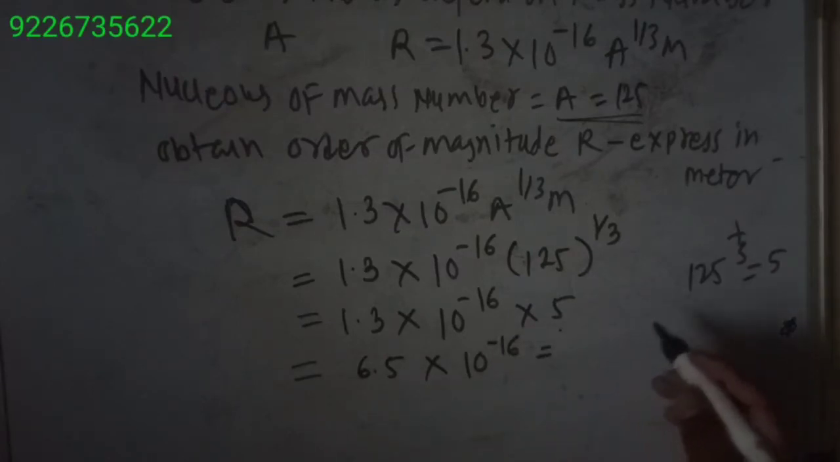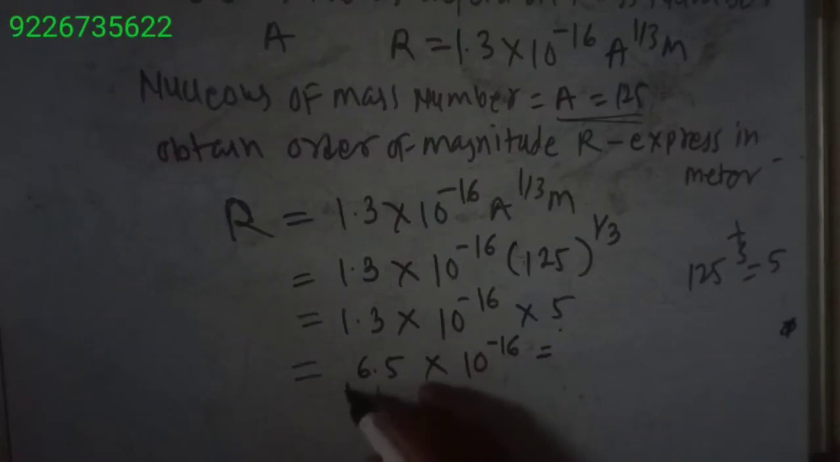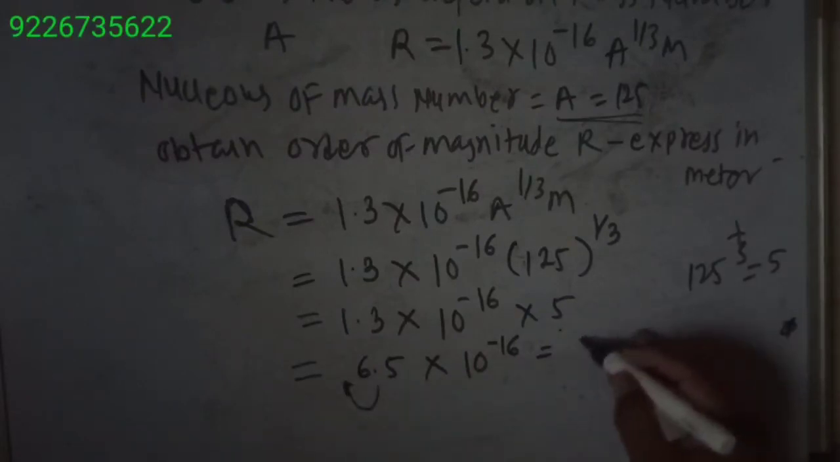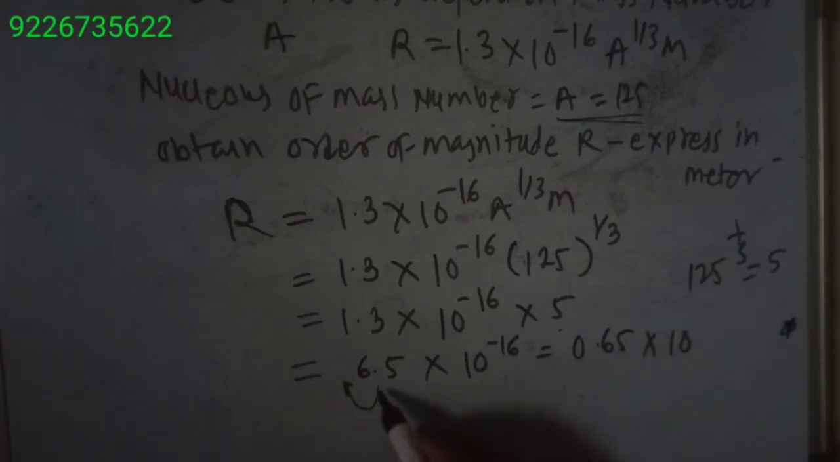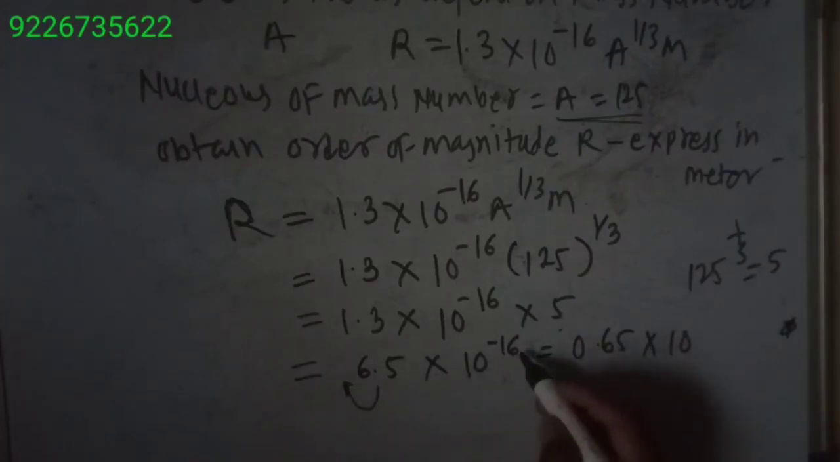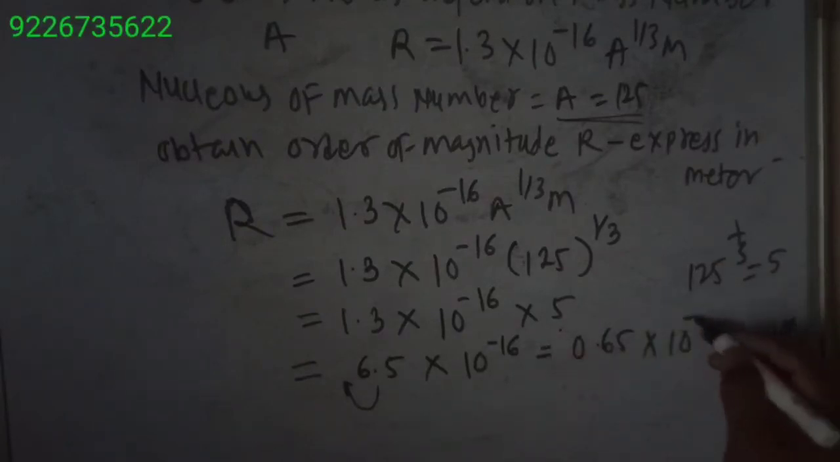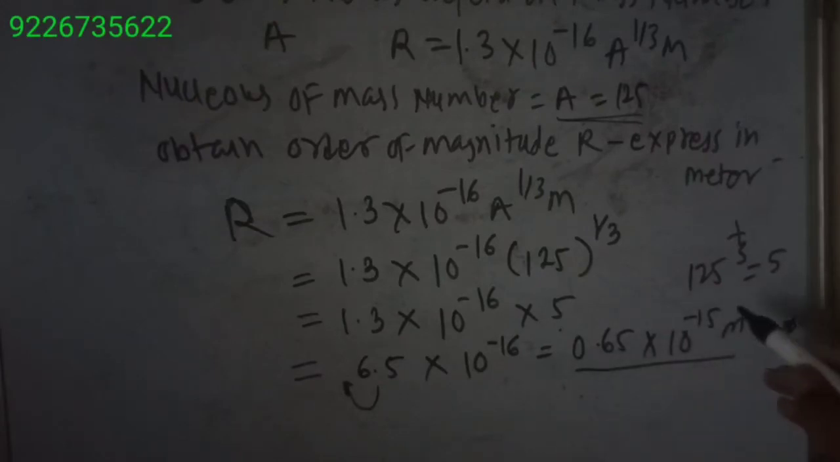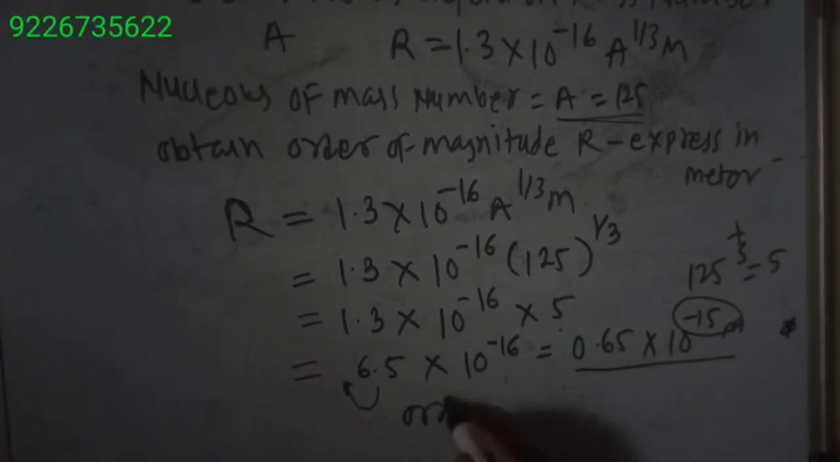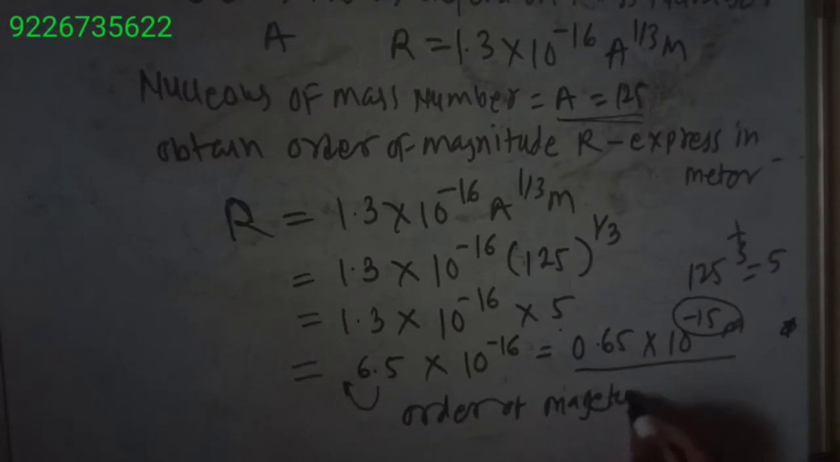By transferring the decimal place, we obtain 0.65 into 10 raised to minus 15 meter, since minus 16 is converted into minus 15. So the order of magnitude is minus 15. Our answer is: order of magnitude is equal to minus 15.